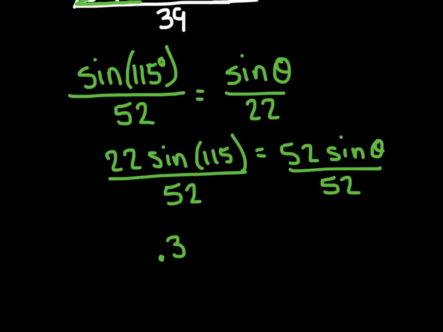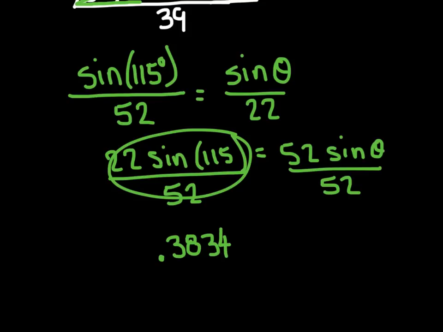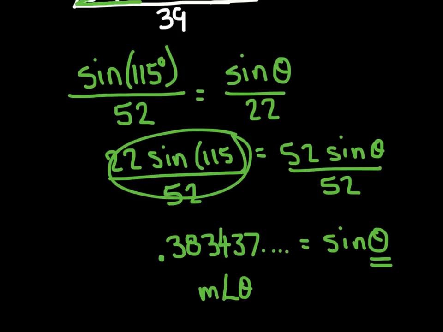So I typed all of this into my calculator, and I got 0.3834 37, yada, yada, yada, and of course that goes on forever and ever, equals the sine of theta. My very last move here, because I'm solving for an angle, is I'm going to take the inverse sine of that. And I'm going to round to the nearest, I'll say 1/10 of a degree. I don't think the direction's really said, but we'll say the measure of angle theta turns out to be 22.5 degrees. And that seems like a very reasonable answer based on the diagram that we had drawn.